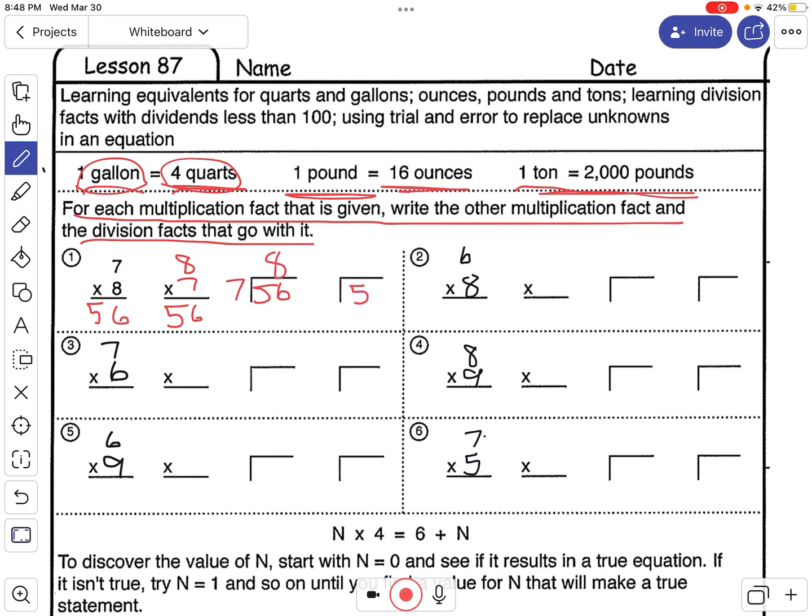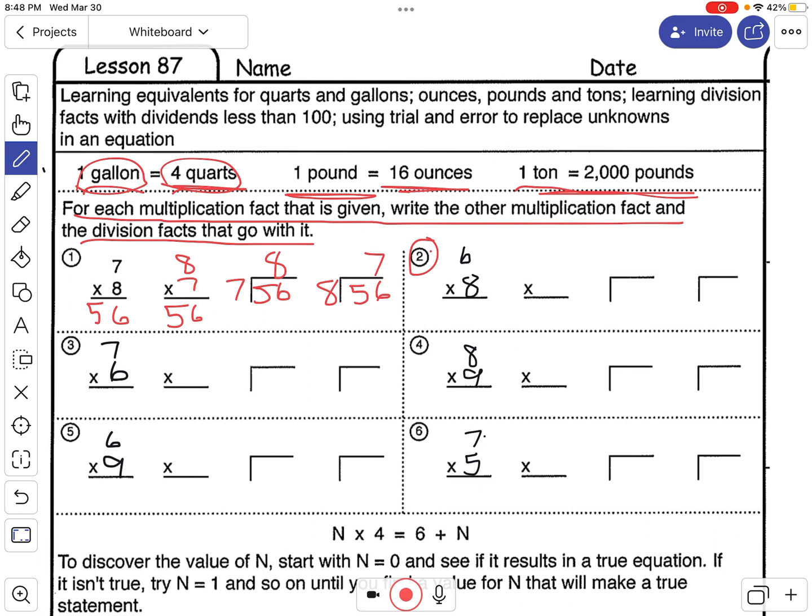Can you get ahead of me? 56 divided by 8 is 7. See how you do that? You use all 3 numbers the same on every single problem. So 7, 8, and 56. 7, 8, and 56 on all 4 of those problems. Okay, I want you to pause the video, try number 2, and then turn the video back on.